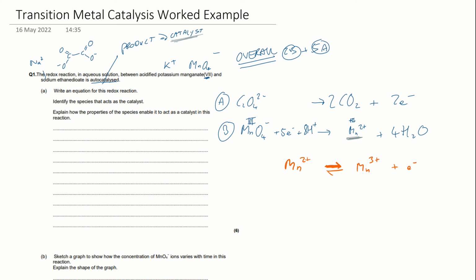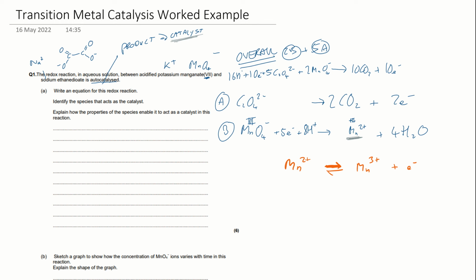So let's do A very carefully now. 5C2O4 2 minus goes to make 5 times 2 is 10 CO2 and 10 e minus. I'm going to draw them in, even though I know I'm going to cancel them later. And then 2B, which is 2MnO4 minus. Then I'm going to cheat by going to the left-hand side: 10 electrons, 2 times 5 is 10. And 2 times 8 is 16H plus.